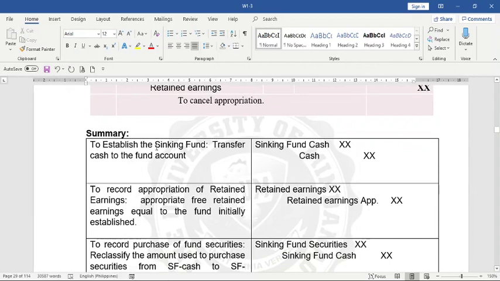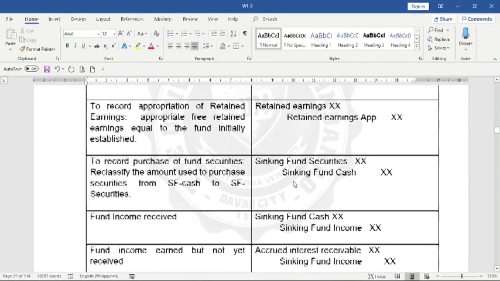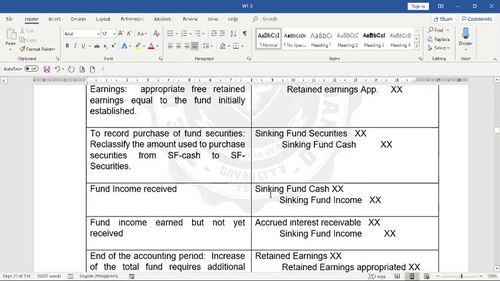So, first is, when you establish your sinking fund, you transfer it from your cash account, so debit sinking fund cash and credit cash. And then, do not forget, magsunod na siya, so you need to appropriate your retained earnings. Okay? Kung binili mo yung sinking fund cash mo ng sinking fund securities, of course, you debit sinking fund securities and then credit sinking fund cash. And then if you receive income, instead of general cash ang ibutang, kasi this is for sinking fund, debit sinking fund cash and credit sinking fund income.